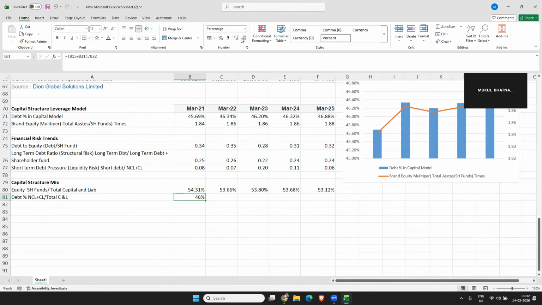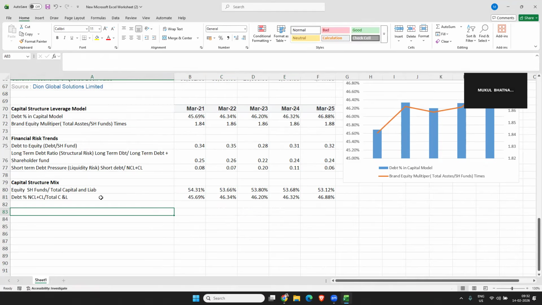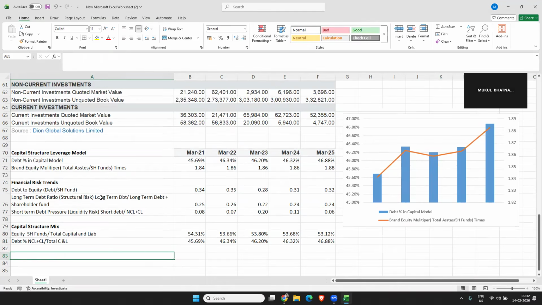We will convert it into percentage and drag it further. So these are the three things that we're supposed to calculate. Quickly calculate it and then we will write its interpretation in the class.